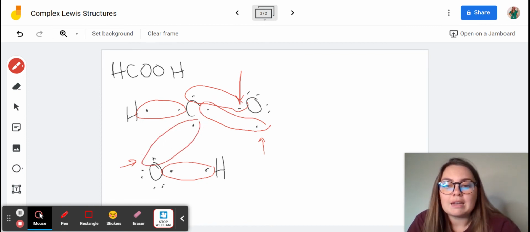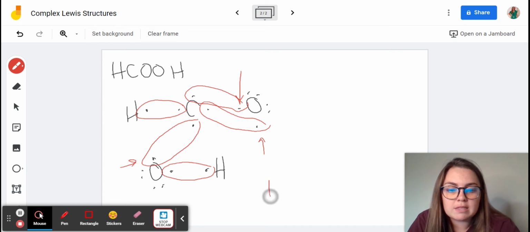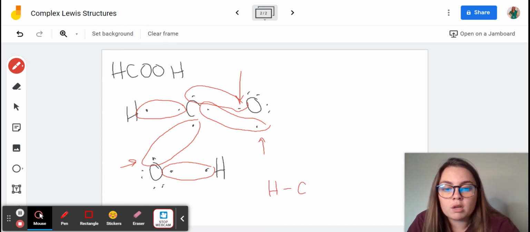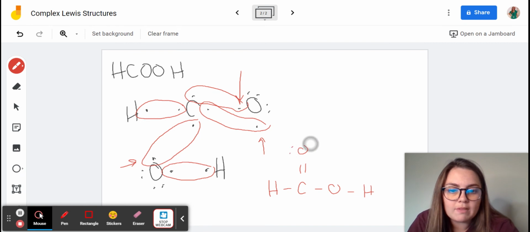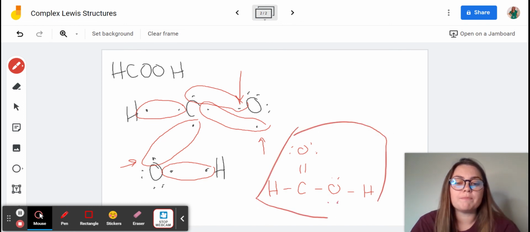other oxygen. Now, when I simplify this, what this ends up being is hydrogen single bonded to carbon. This carbon is actually double bonded to 1 oxygen, but then single bonded to the other oxygen. And then that oxygen is single bonded to the hydrogen. And then we just include all of our lone pairs. And this is our nice final clean structure.